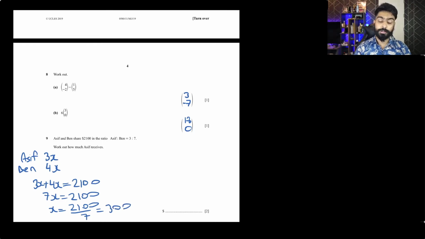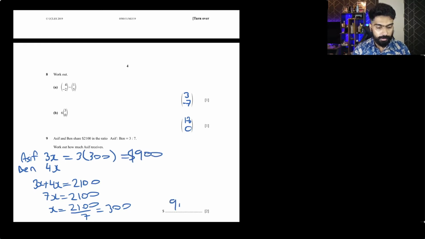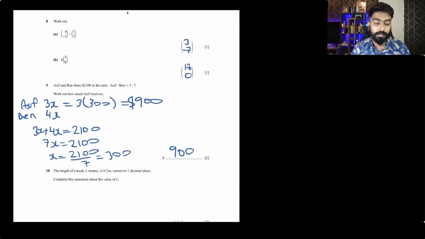Now we have not yet finished. They're asking how much that Asif receives, right? So Asif is 3 multiplied by 300, which is equal to $900. So we have $900 is what Asif receives. All right, I really hope this step makes it easier for you guys.